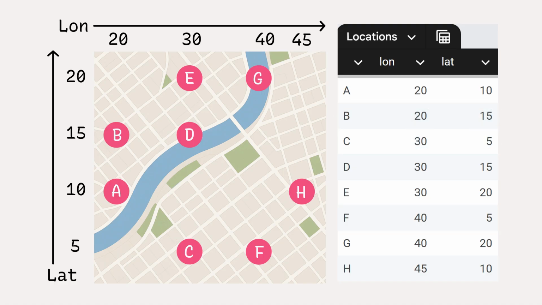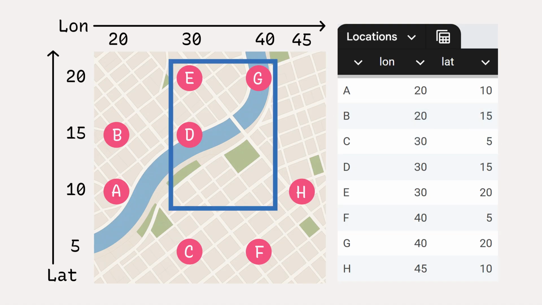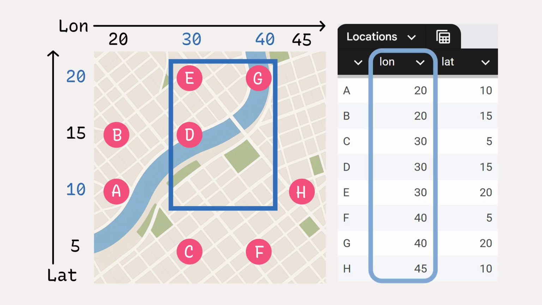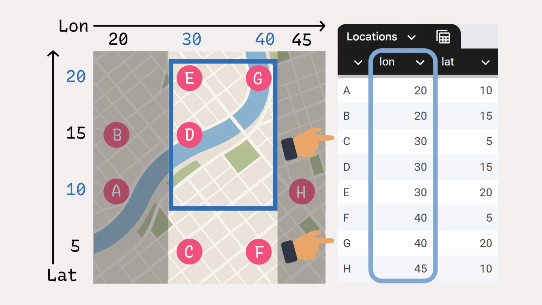Now, let's see what happens when we run a location search. We want to find all points inside this box, longitude between 30 and 40, latitude between 10 and 20. For longitude, this is fast. Because longitude is globally sorted, the index can jump straight to 30 and scan until it hits 40. Everything outside that range is skipped entirely.